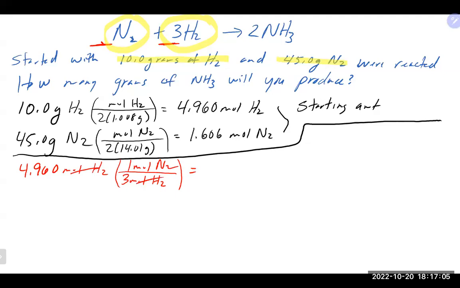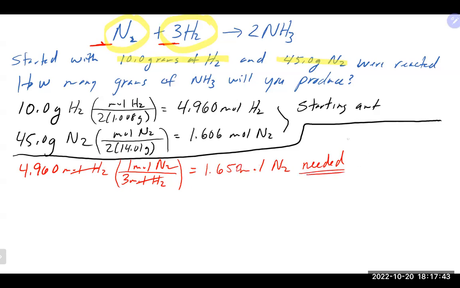Moles of H2 cancel, and that gives me 1.65 moles of N2 in this case. Okay. So what this represents is how many moles of N2 is needed. Clearly should have picked some better numbers, but we'll go with it anyways. So this is basically how many moles of N2 is needed.